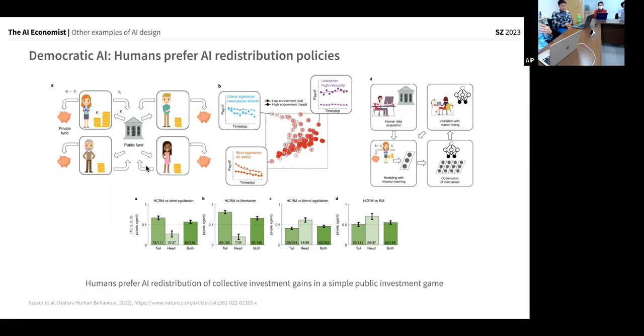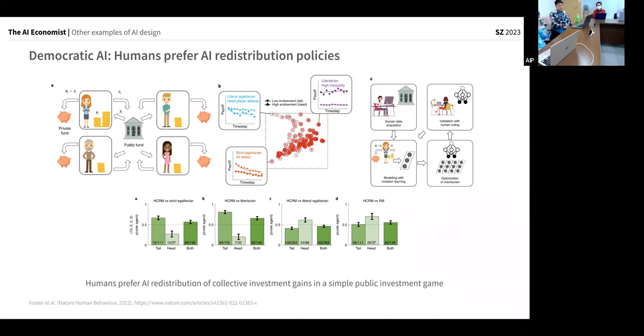And what happens is that everyone has some money, and then you can choose to put this money into a public investment fund. After a while, this investment fund will have some profit, and this profit has to be redistributed. It has to be given back in some way to the people who put the money initially into this fund.